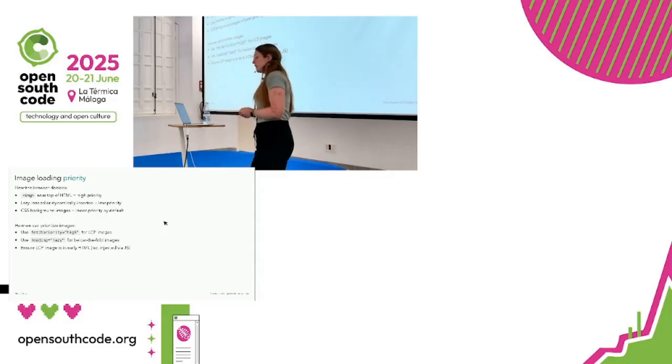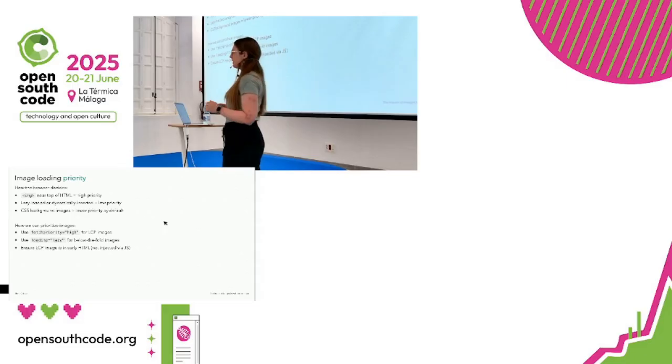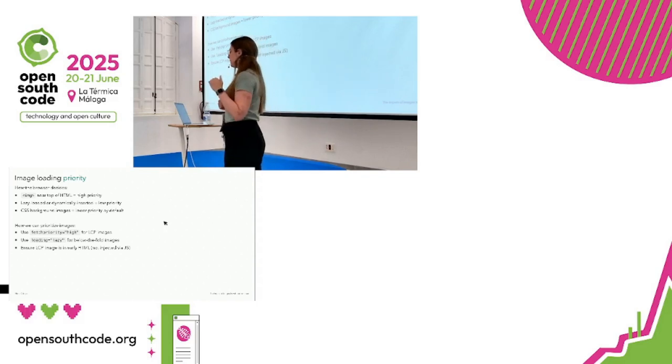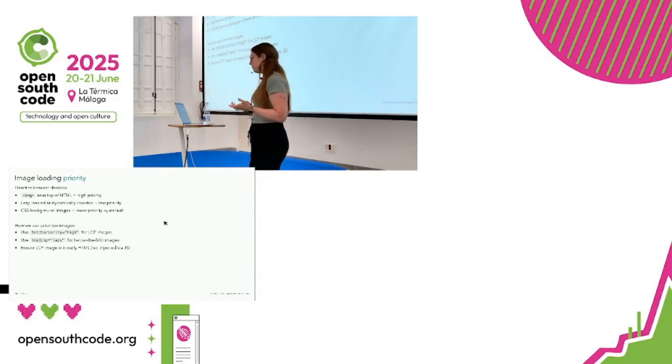And what we need to take into account is that the LCP image should appear automatically in the first lines of code of our HTML and should not be injected with JavaScript, because those are going to be loaded with low priority by default. And that will influence our performance metrics badly.